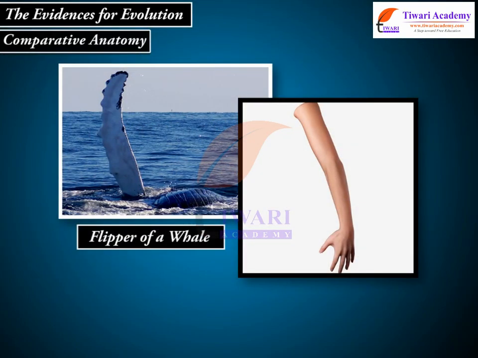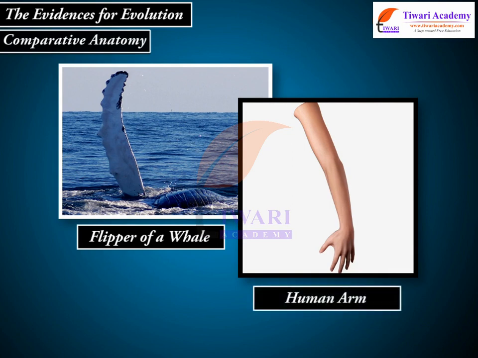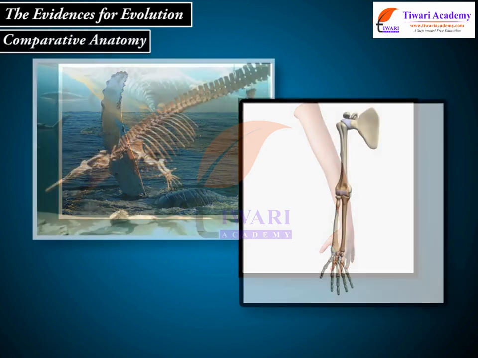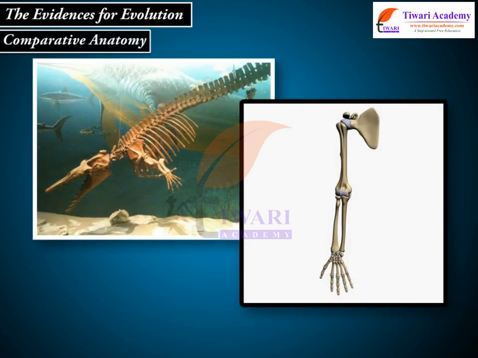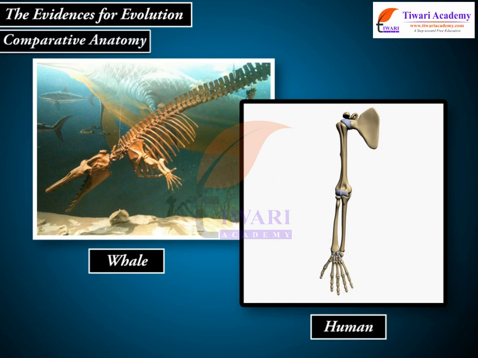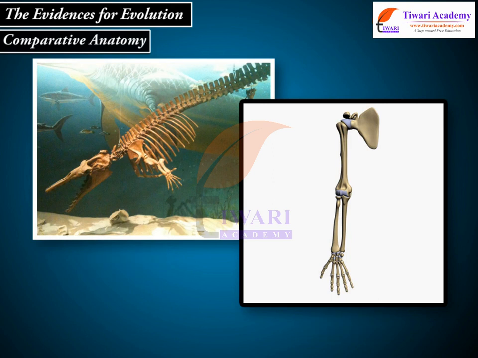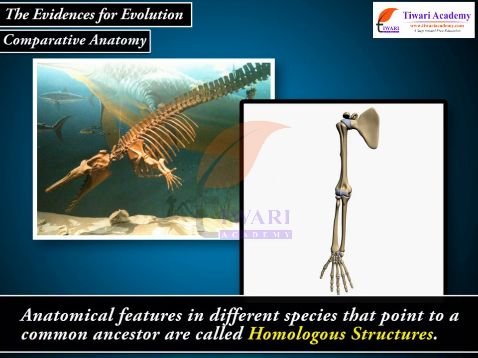For example, the flipper of a whale and a human arm seem to be quite different when looked at on the outside. But the bone structure of each is surprisingly similar, suggesting that whales and humans have a common ancestor way back in prehistory. Anatomical features in different species that point to a common ancestor are called homologous structures.